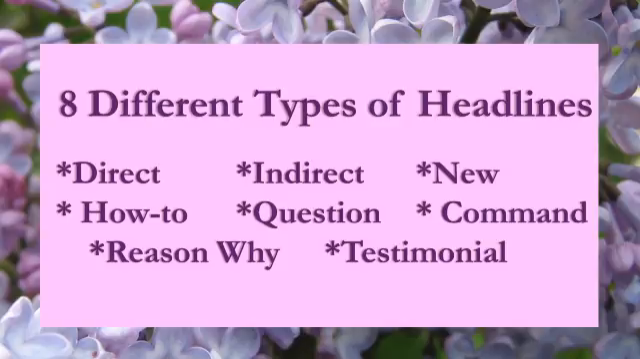Indirect headlines. The indirect headline makes its point in a roundabout way. It usually arouses curiosity, and the questions it raises are answered in the body of the copy. So here is an example. An indirect headline is something like, there's a new railroad in town. This was actually an article written by a copywriter, but you would think that he was talking about a railroad, but he was actually talking about the Internet when the Internet was first introduced.